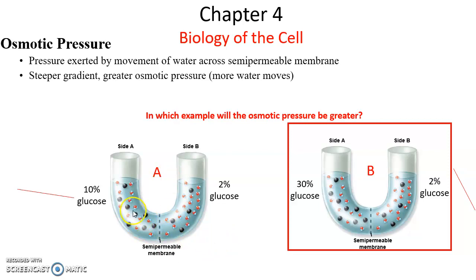So A here, we have a 10% glucose solution versus a 2% glucose solution. Water will then go from the 2% into the 10%. Over here, we have a glucose 30% solution versus a 2% solution. This is a much steeper gradient, a larger difference. More water is going to move faster from the 2% side to the 30% side, so it'll have the greater osmotic pressure.